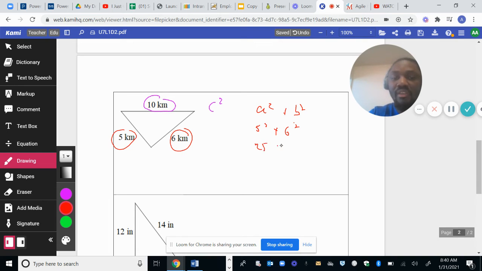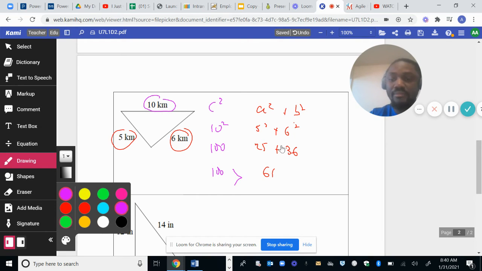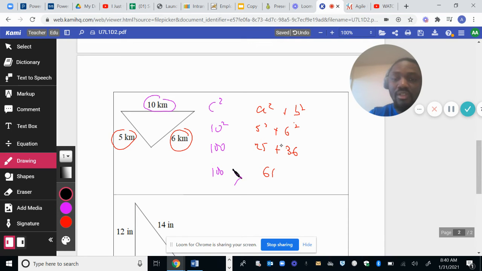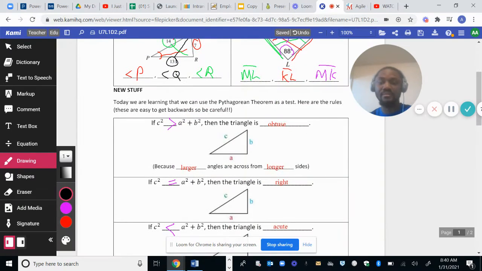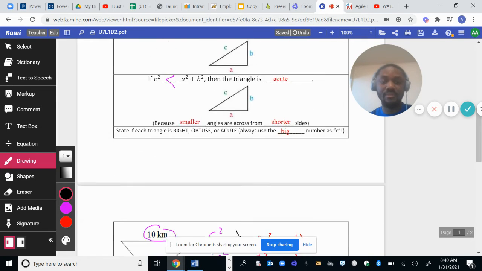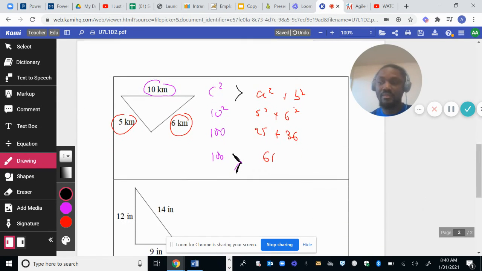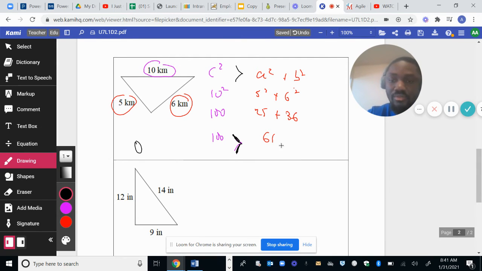5 squared gives you 25. 6 squared gives you 36. And then the sum gives you what? 61. On the other side, your C is 10. So you square it. 10 squared is 100. And when you put 100 here, what do you see? 100 is greater than 61. So you can then say here, since C squared is greater than the sum of the squares, as in the case here, then it's obtuse, okay? Then you say obtuse.